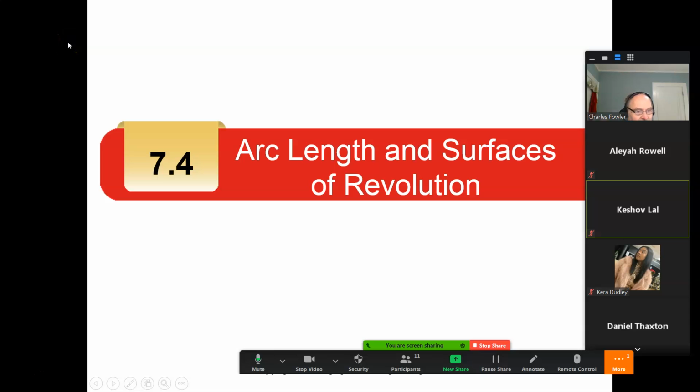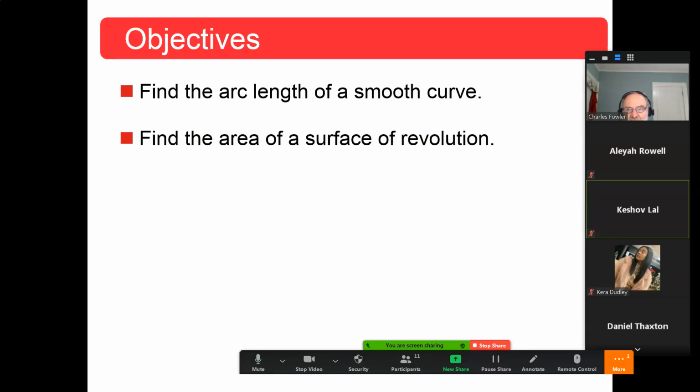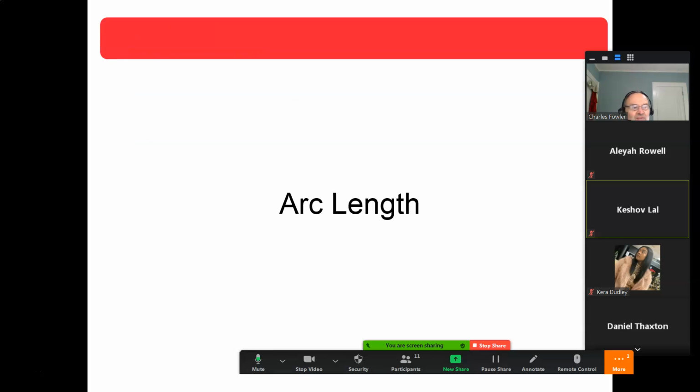Okay, now 7.4, completely kinda new subject. Arc length, and then we'll do surfaces of revolution, not volumes of revolution. Okay, so the objectives here: first, find the arc length of a smooth curve. Secondly, find the area of the surface when you revolve that curve around an axis. That's what they mean by surface of revolution. Okay, let's start with arc length, first part of 7.4.